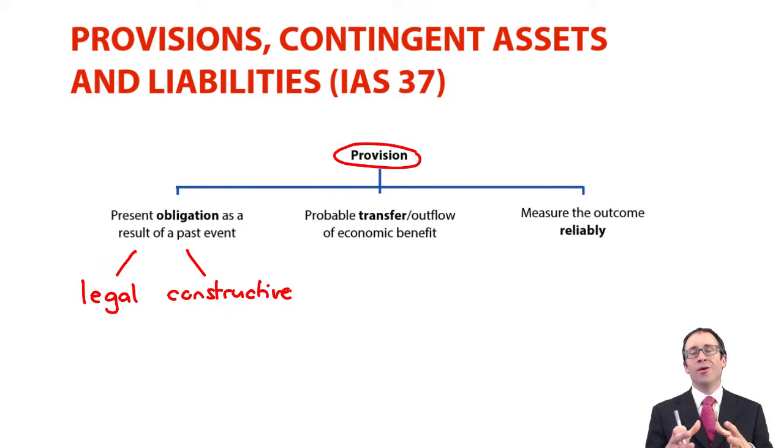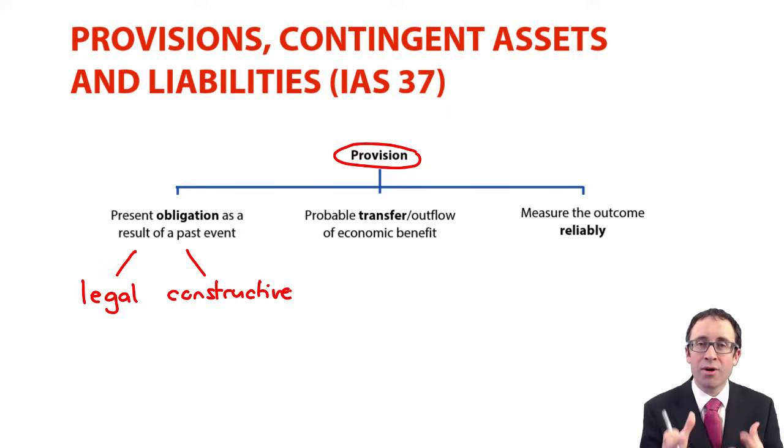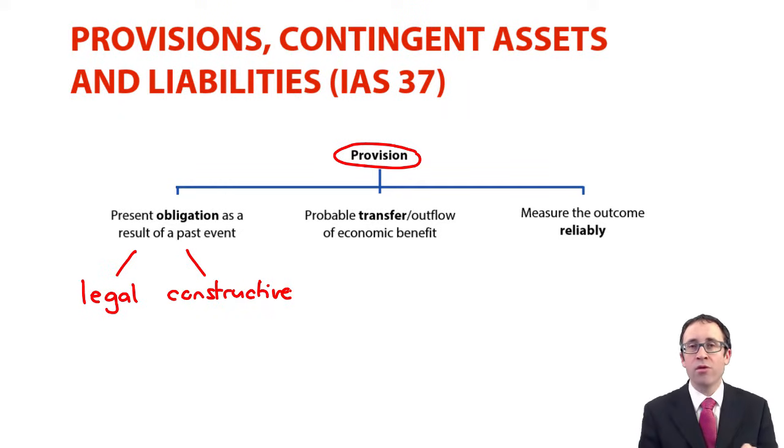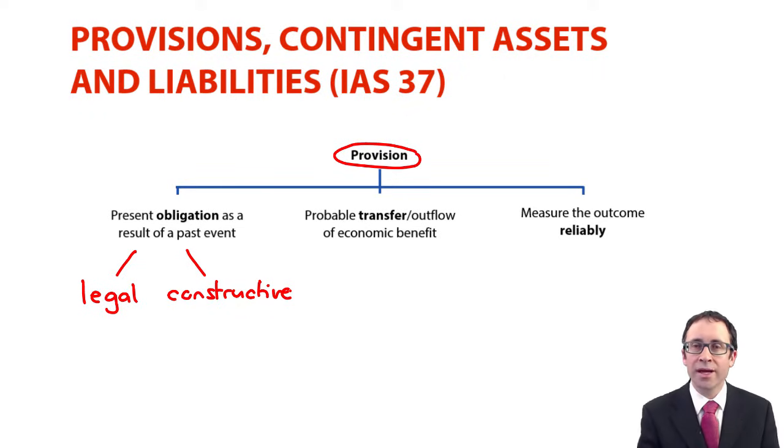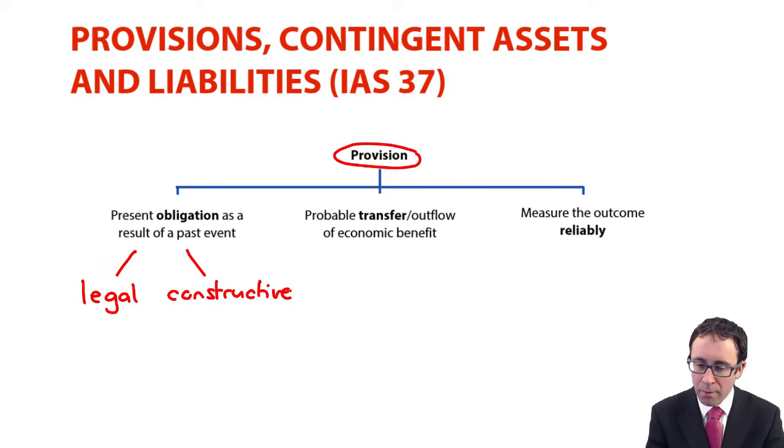So you are looking there at a demonstrable pattern of past practice, so you would have to go through there and provide for the potential returns that you've got from the sales that you've made. Okay, so they're just a couple of examples of your constructive obligation. Okay. Then what you've got there is a probable transfer of economic benefit.